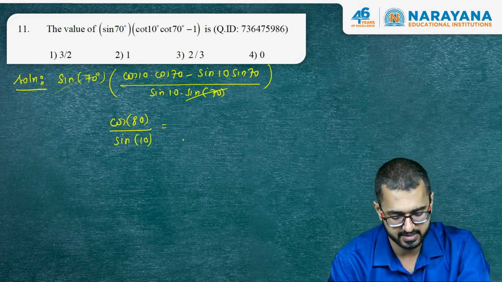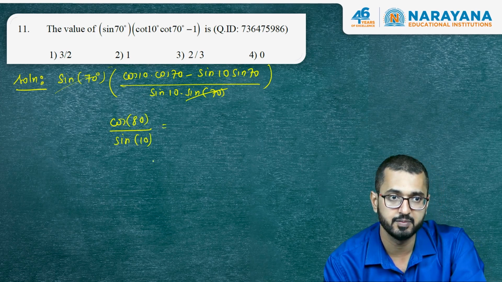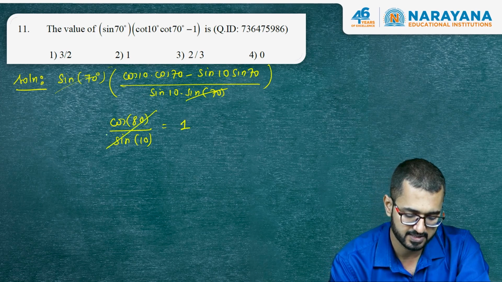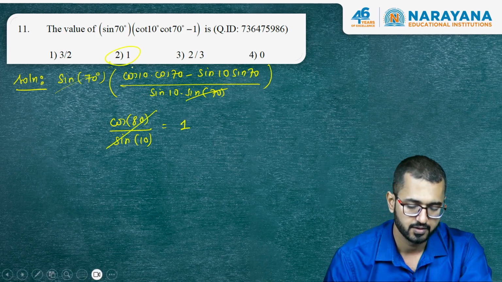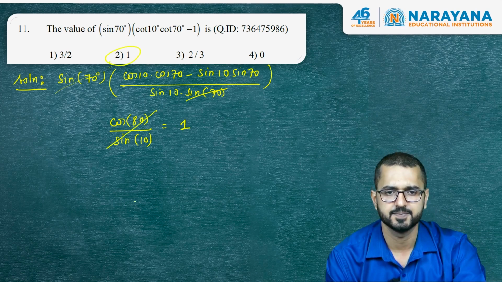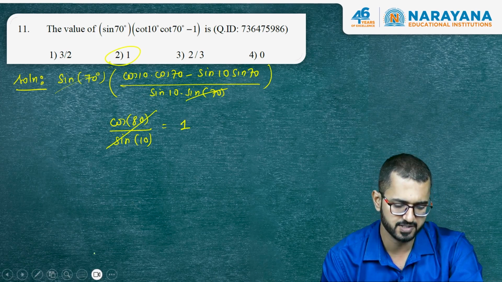So cos 80 and sine of 10 add up to 90, they are complementary, which means they get cancelled to give you 1. So here option 2 will be correct. This was in fact the easiest question.